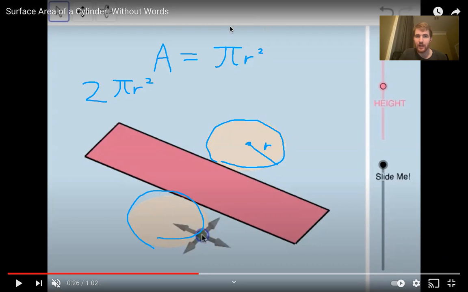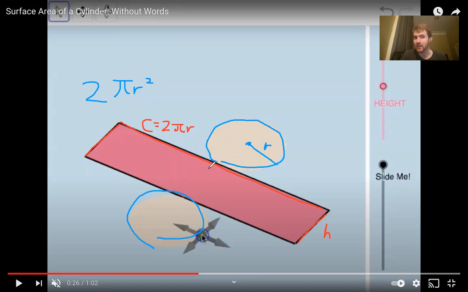Now let's say that we wanted to find the area of the last side, this red section here. Well, to do that, we can do a similar thing. This is going to be the height, right? That's how tall the cylinder is. We'll call that h. And this long side is just the circumference of the circle on top, right? We could call this c, or we could call that 2 pi r. Because remember, circumference is the same as 2 pi r.